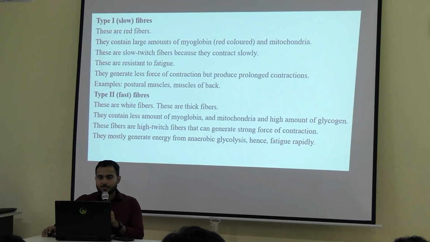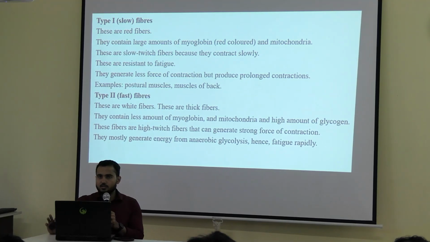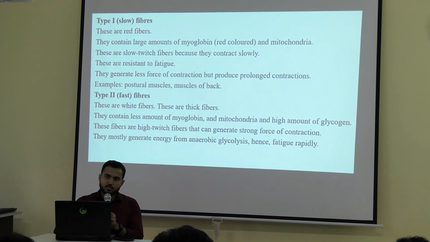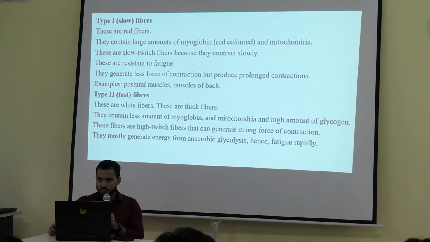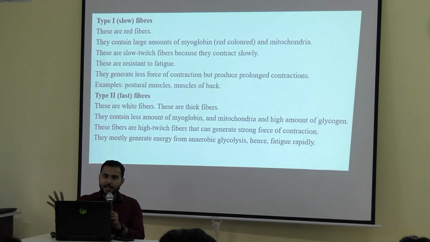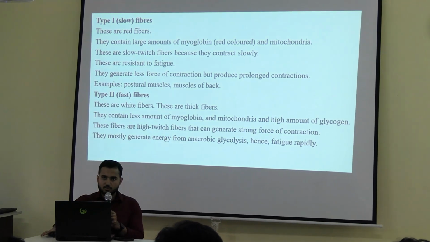Next, type 2 muscles are there. If you see those muscles, the amount of myoglobin is very less, the force of contraction is higher, and they easily get fatigued. For example, muscles of the hand, and extraocular muscles of the eyeball.